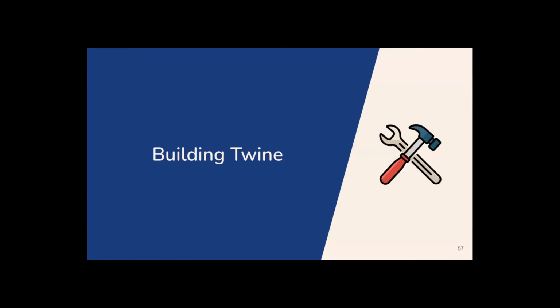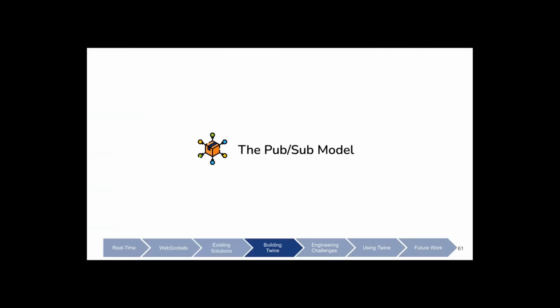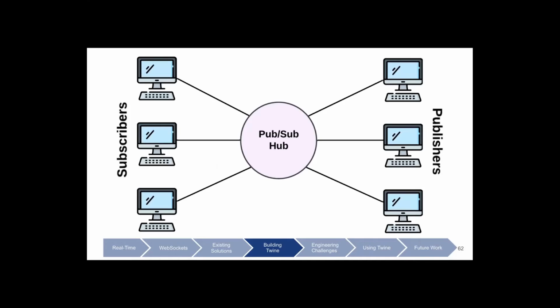Thank you, Spencer. Now we'll go over the steps we took while building Twine, including how we achieved connection state recovery, how we built out Twine's infrastructure, and the design choices and the trade-offs that we made along the way. As a real-time service, one of the first major decisions to make was determining an efficient way to transmit data in real time. Twine's core server design was based on the publish-subscribe messaging model, which is also referred to as the pub-sub model.